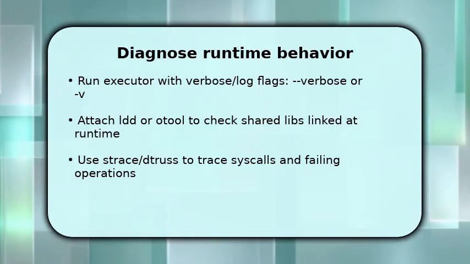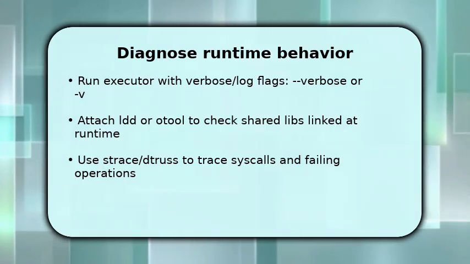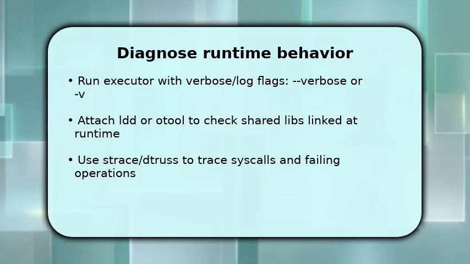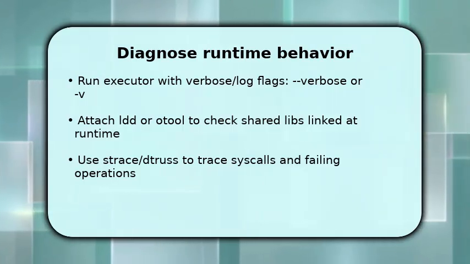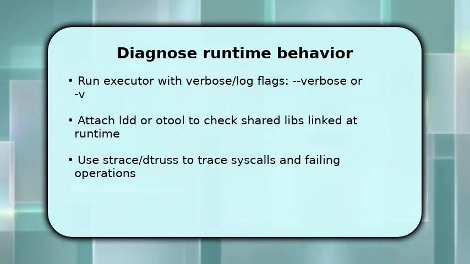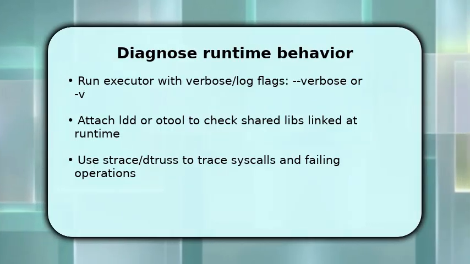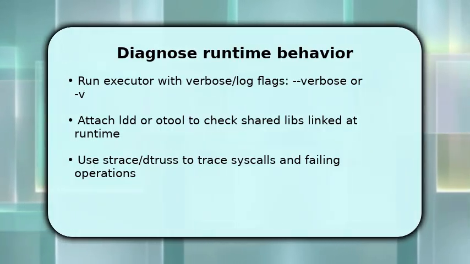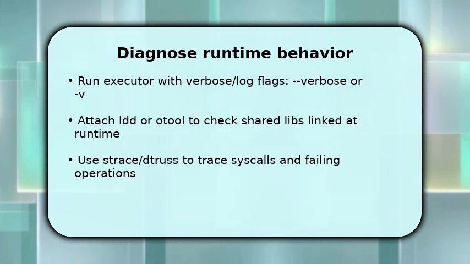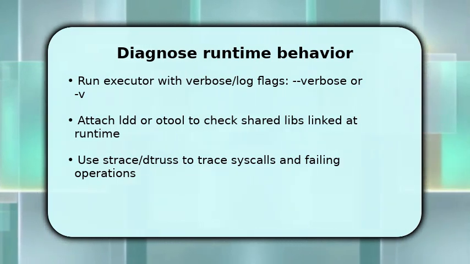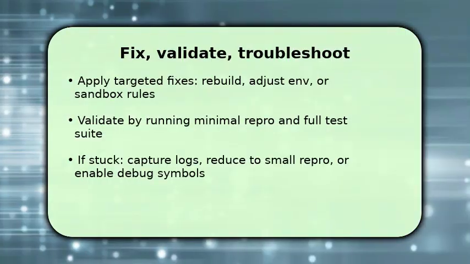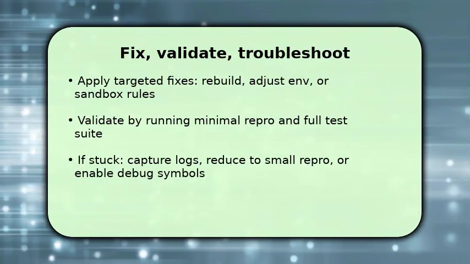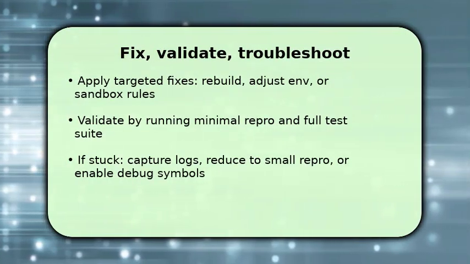Next, trace system calls using strace or dtruss to reveal permission denials, missing files, or fork/exec failures. Once you combine logs, linker output, and syscall traces, you'll see whether the problem is configuration, missing symbols, sandboxing, or an internal Swift bug.